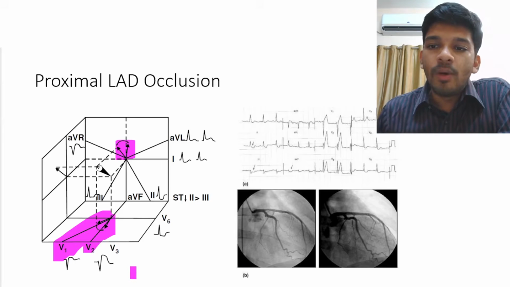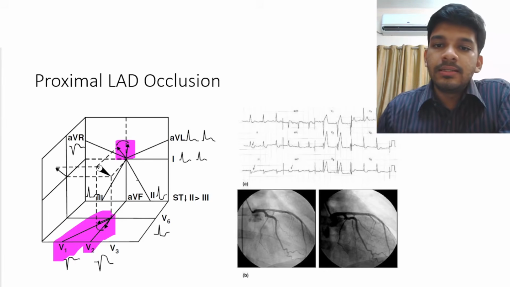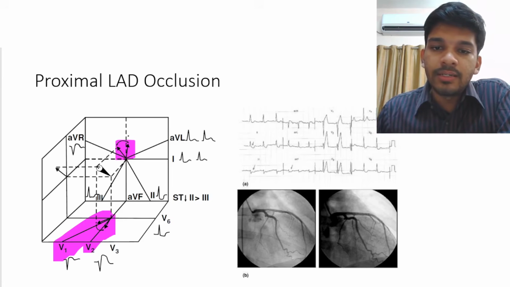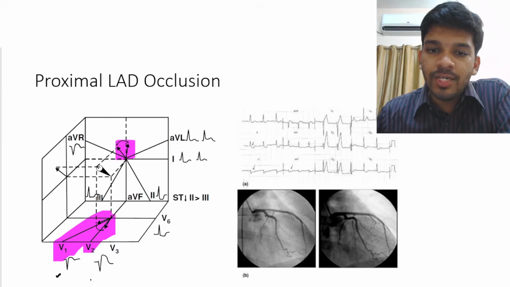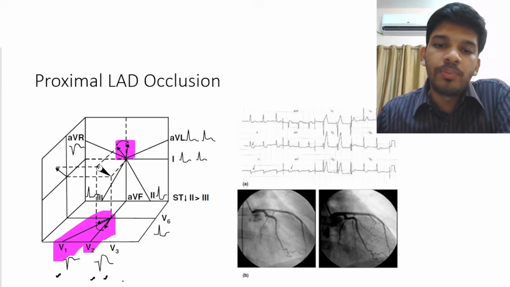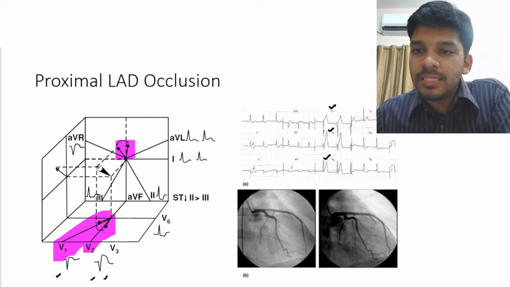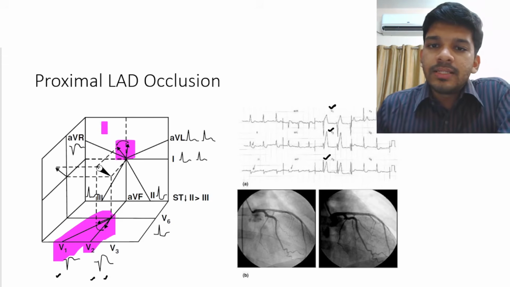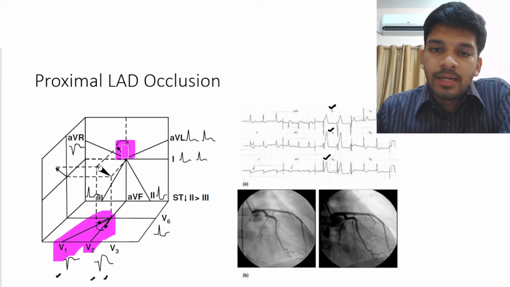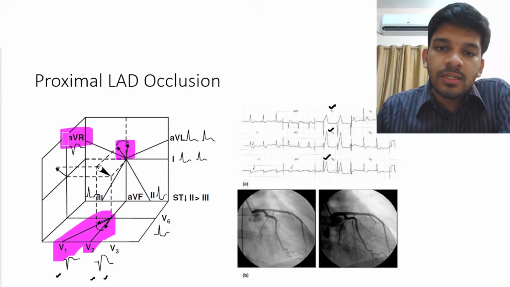The predominant takeaway is that with this injury vector, if you look at it in the horizontal plane, there will be ST elevations in leads V1, V2, V3, V4. It can go up to V4, but predominantly from V1 to V3 you have ST elevations. Now look at the corresponding ECG. In leads V1, V2, V3, you have prominent ST elevations that are seen here. The second important thing is, if you look at it in the frontal plane, because this elevation is upwards, it is facing the AVR.